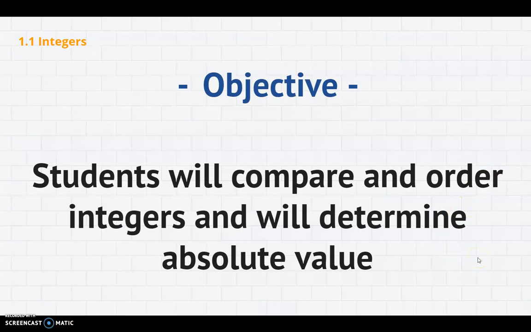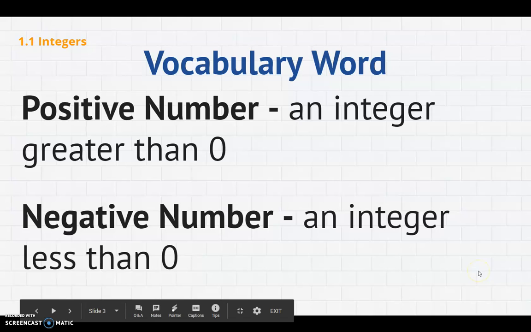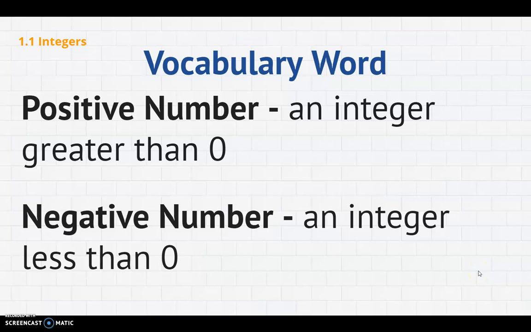Today we will be able to compare and order integers, and we will determine absolute value. We do have a little bit of vocab here to start. Positive and negative numbers, you should know what those are from last year, but it's good to review nonetheless. So a positive number is an integer greater than 0, and a negative number is an integer less than 0. Okay, and we still don't know what an integer is, but we will find that out here in a second.